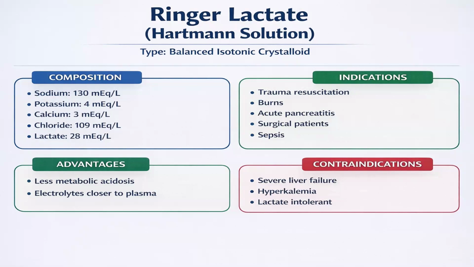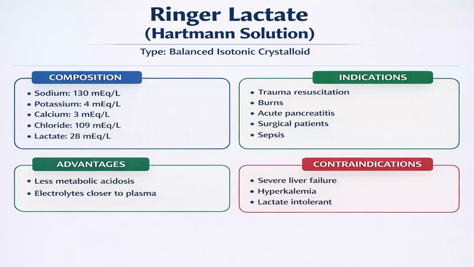Here, the Ringer lactate contains lactate, which is metabolized in the liver to bicarbonate, thereby having an alkalinizing effect, so as to prevent metabolic acidosis. And because of its more physiological chloride content, it does not cause hyperchloremic metabolic acidosis, which is seen with normal saline, and it has better renal perfusion also.